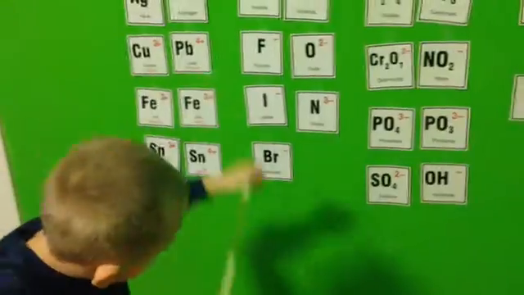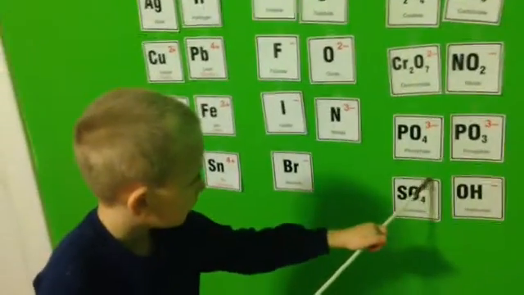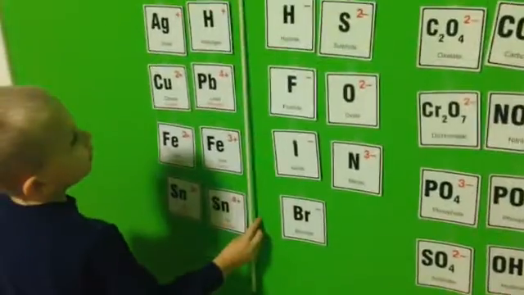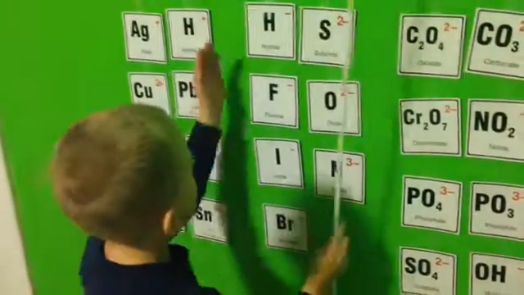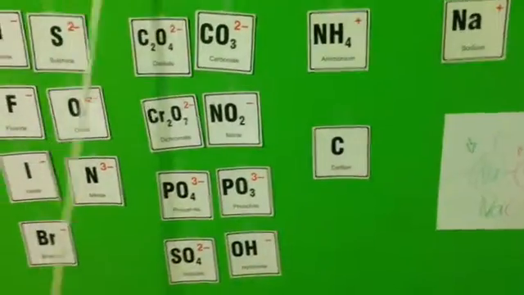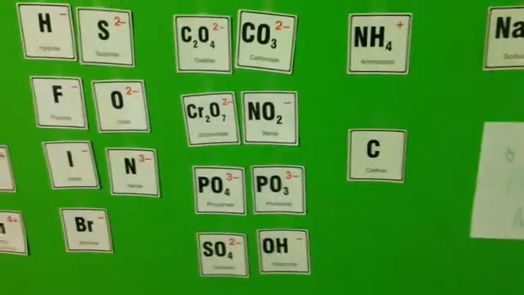Sometimes calcium is supposed to be an ion because sulfate. What's a cation? Cation is positive. What's an anion? An anion is negative. What's a polyatomic ion? A polyatomic ion has more than 1 atom in it.